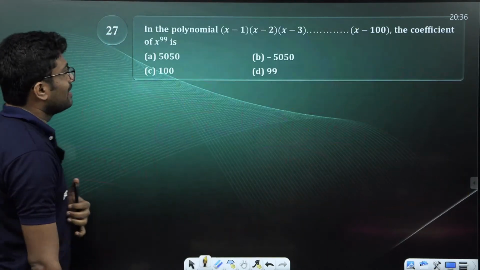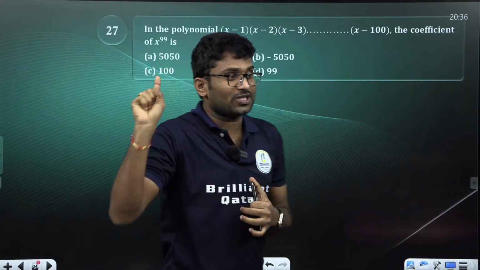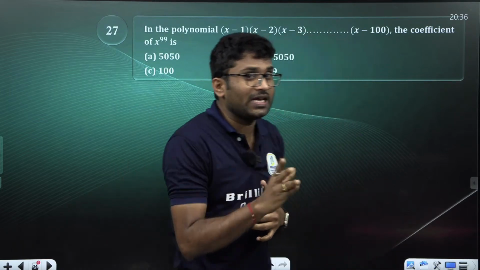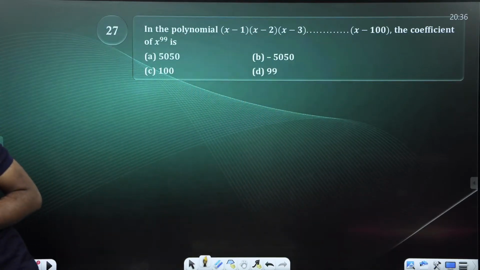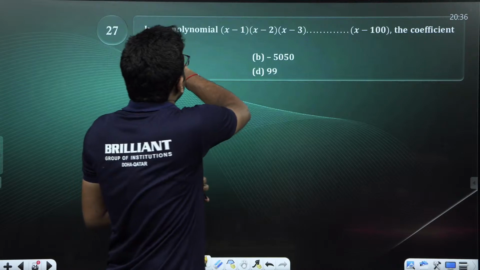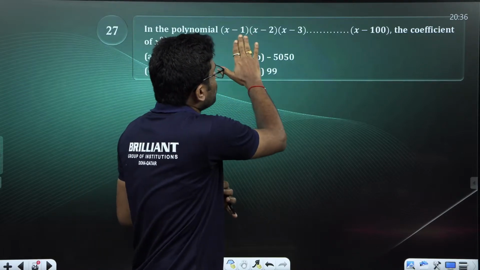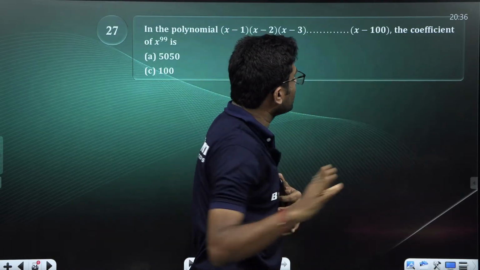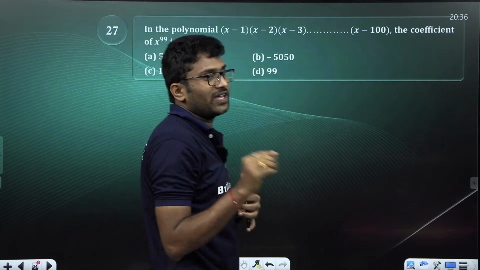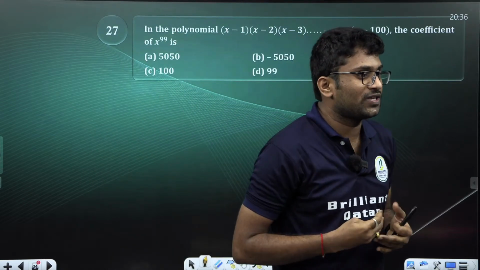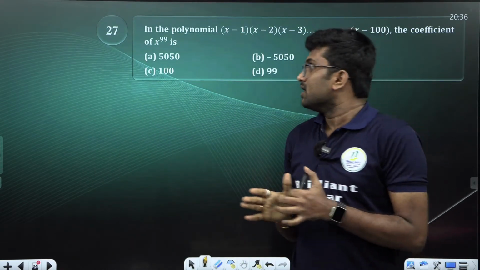Coming to the next one. Very important question, the 27th one. Very important, guys. In the polynomial (x-1)(x-2)(x-3) and so on up to (x-100), the coefficient of x^99 is?